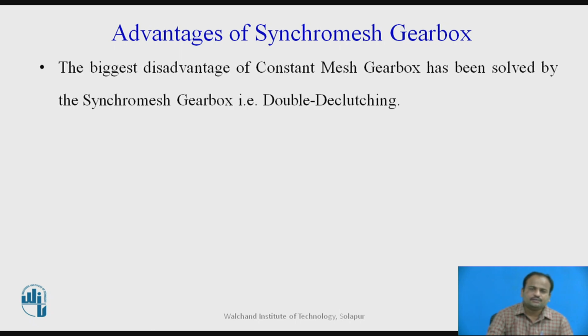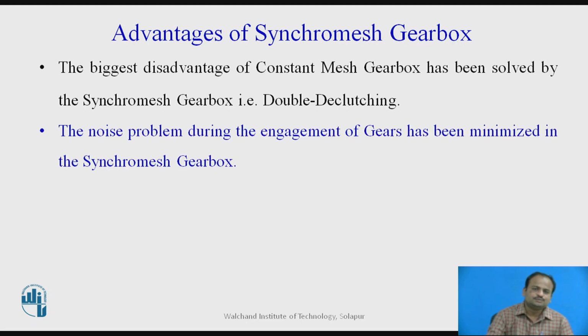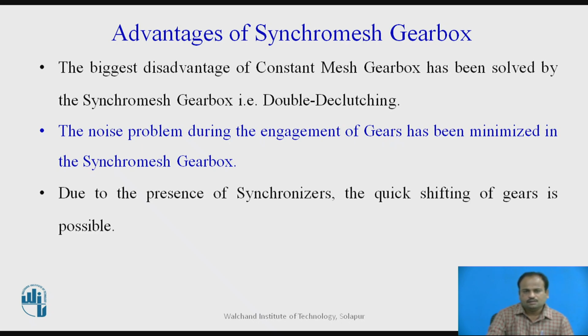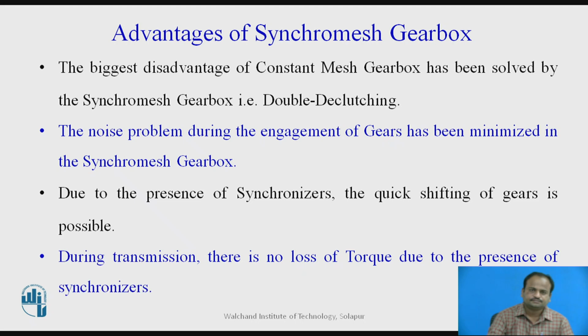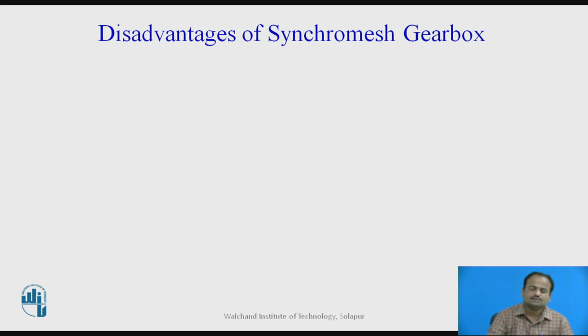Advantages of synchromesh gearbox. The biggest disadvantage of constant mesh gearbox, that is double declutching, has been solved by the synchromesh gearbox. Here direct engagement of gear can occur. The noise problem during the engagement of gears has been minimized in the synchromesh gearbox. Due to the presence of synchronizers, quick shifting of gears is possible. During transmission, there is no loss of torque due to the presence of synchronizers.